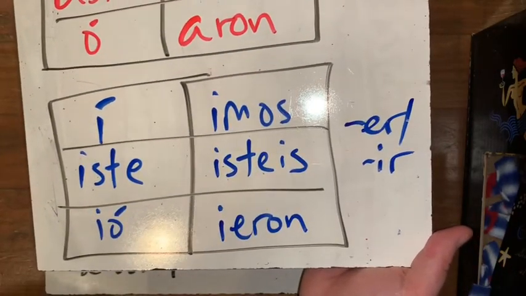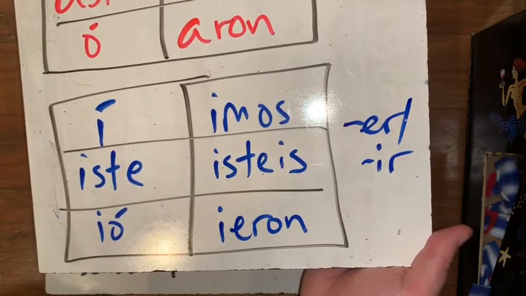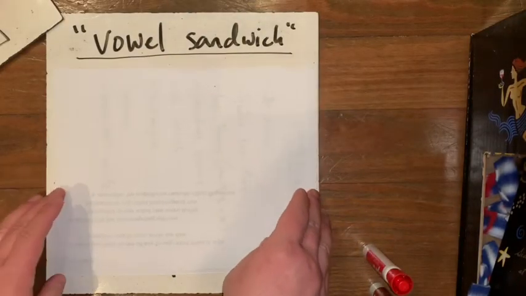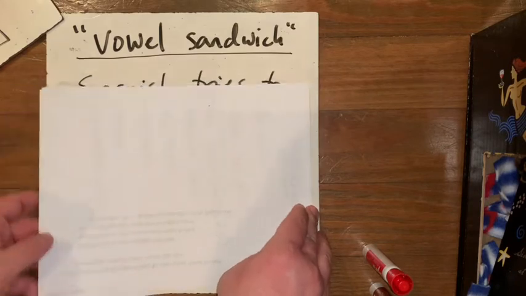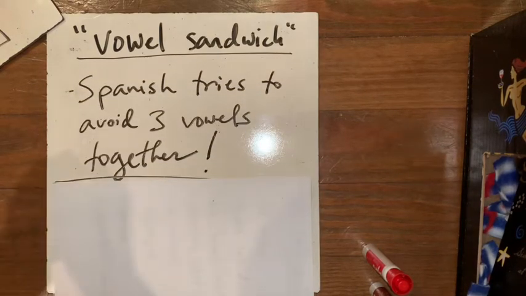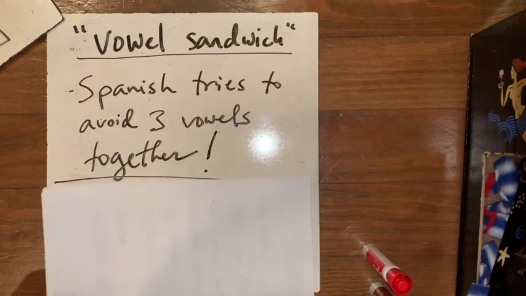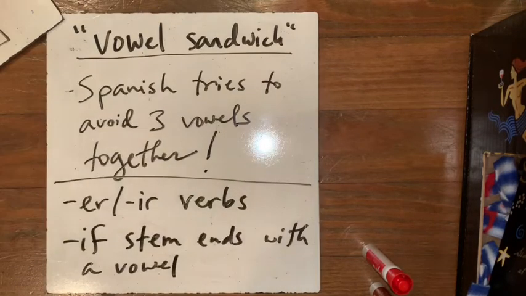So you should have these in your notes somewhere. If you don't have them handy or don't have them on you, now's your chance to pause this and get these written down. Okay? And what happens with a vowel sandwich is we run into an issue, and that issue is Spanish tries to avoid having three vowels together. When it can be avoided, and it can't always be avoided, but when there's a chance for three vowels in a row to be avoided, Spanish will avoid that. And we do have an issue where that comes up sometimes in the preterite.